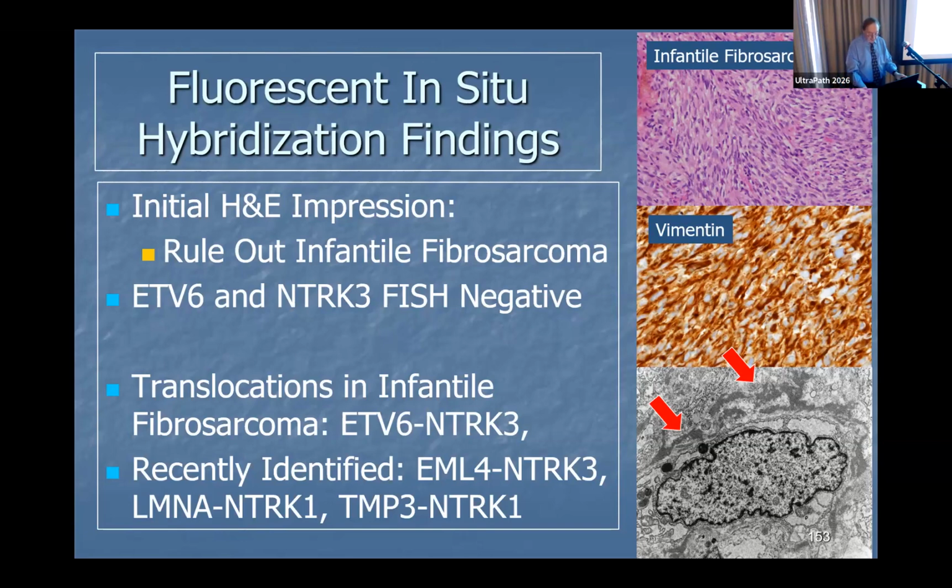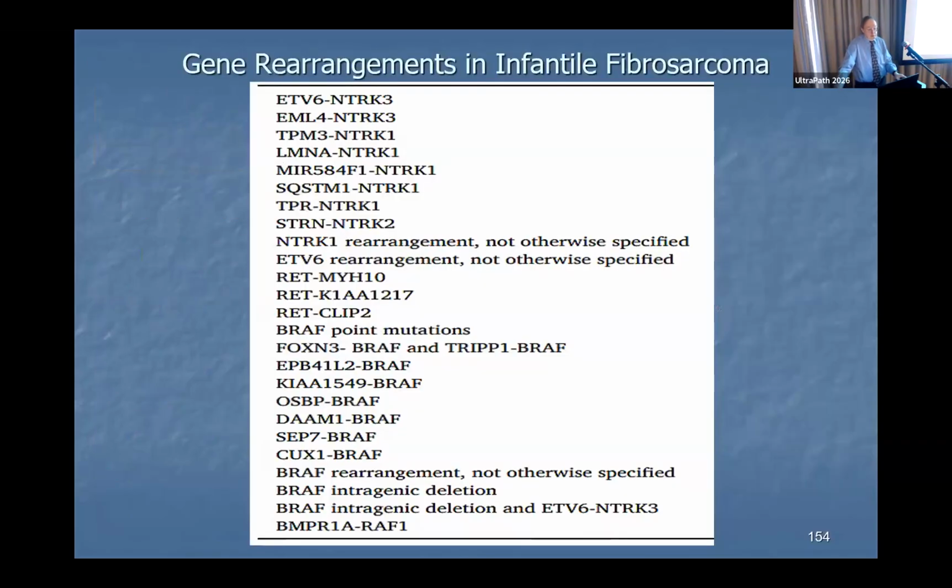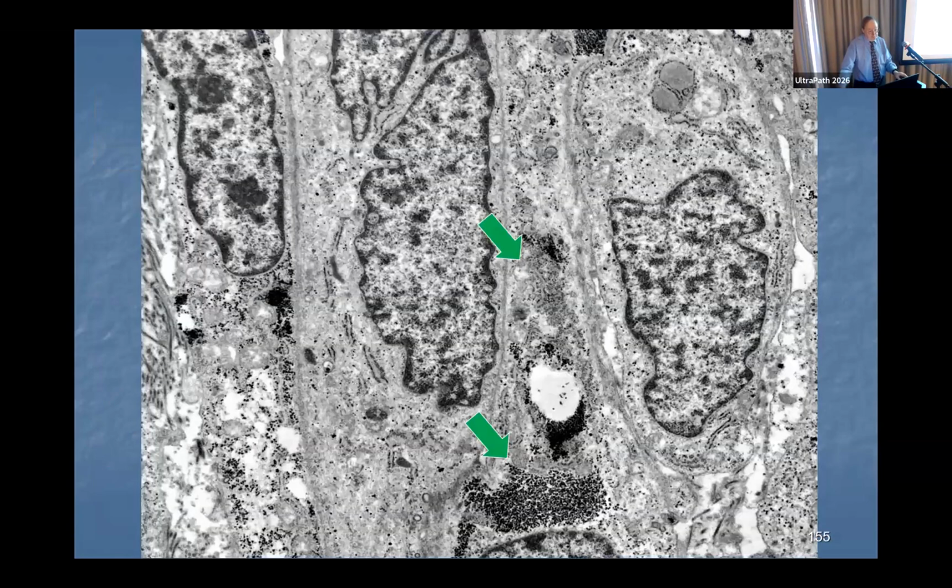There are several other translocations associated with infantile fibrosarcoma, and to give you an idea, these are the gene rearrangements that have been described. So first of all, a pan-TRK or NTRK stain doesn't necessarily define your disease for you, because there are other translocations that are not associated with NTRK at all. You can see the many different types of translocations associated with infantile fibrosarcoma, as well as BRAF mutations. So it's a very wide spectrum of the disease. With this, I went on to do a second round of testing.